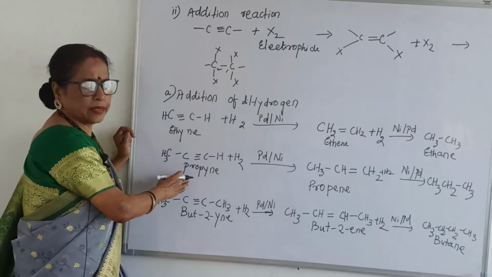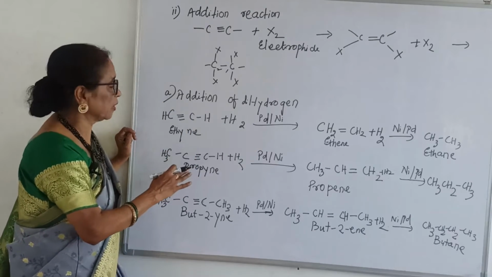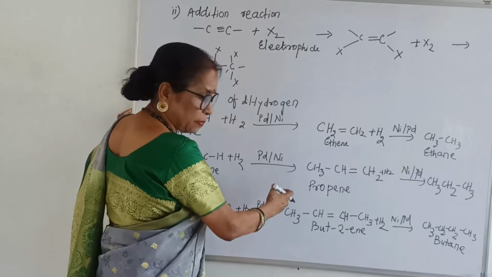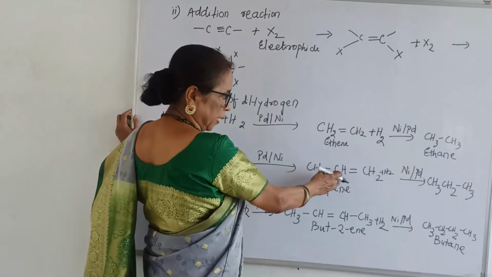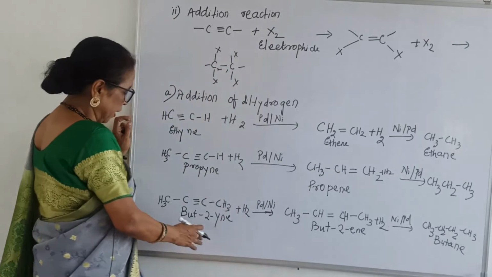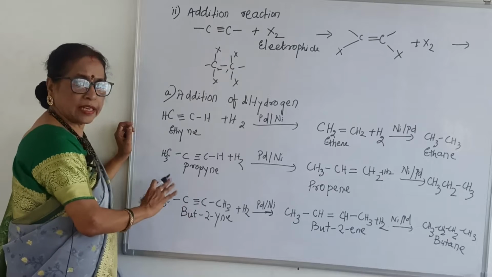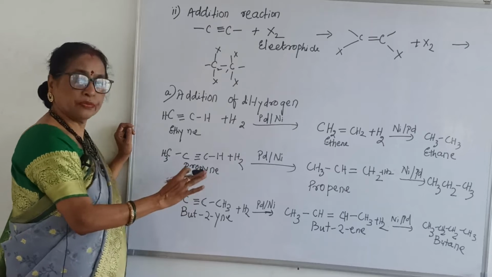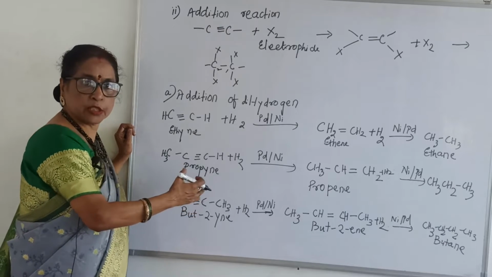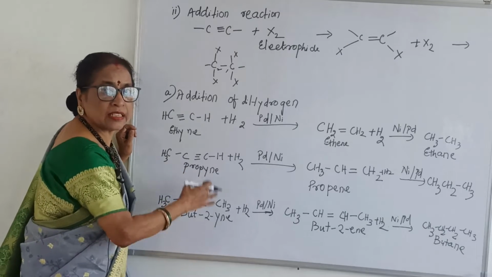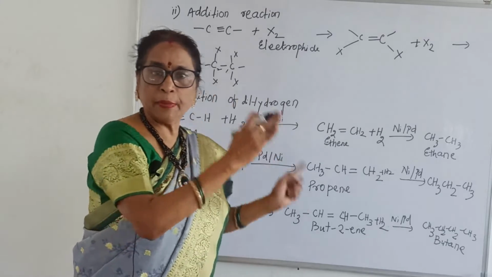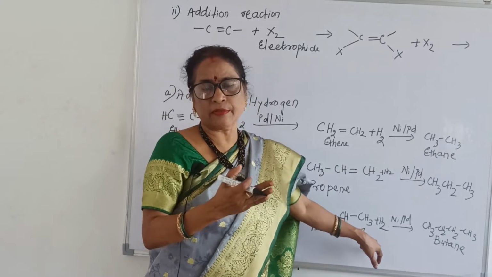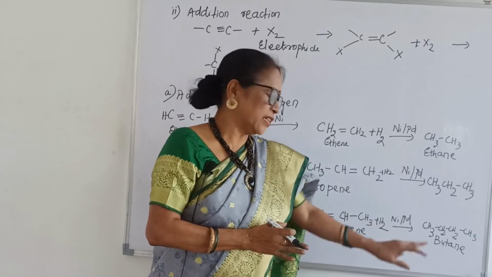Similarly, if you take propyne, where there is a triple bond and 3 carbons, after adding hydrogen in the presence of nickel catalyst or palladium catalyst, it changes to propene, and propene again changes to propane. Now similarly, butyne, that means both sides are CH3 and there is no free hydrogen. Here the triple bond changes to a double bond, that means butyne changes to butene, and butene again, on addition of hydrogen in the presence of catalyst, changes to butane.